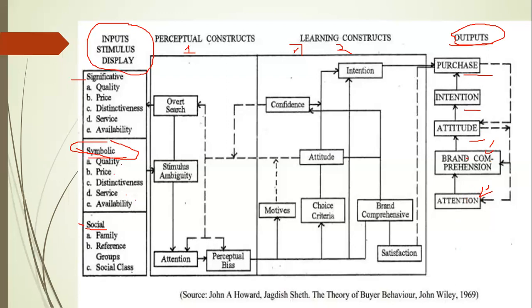The third is attitude, the buyer's evaluation of the particular brand's potential to satisfy his or her motives. Then comes intention, the brand which the buyer intends to buy. At the end, the customer goes for the purchasing decision, the act of actually purchasing, which reflects the buyer's predisposition to buy, as modified by any inhibitors. So this model has input stimuli and output, and in between them we have hypothetical constructs: the perceptual construct and the learning construct.